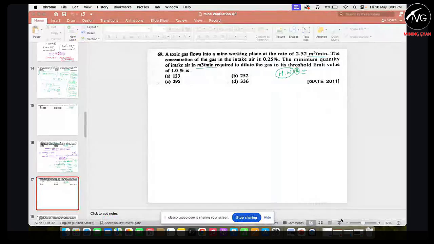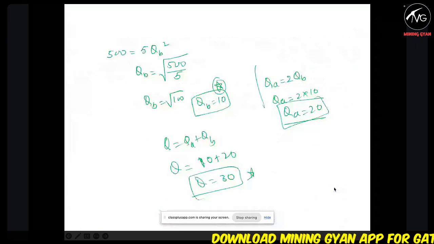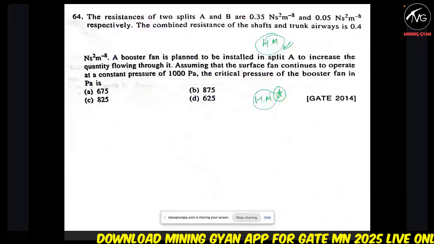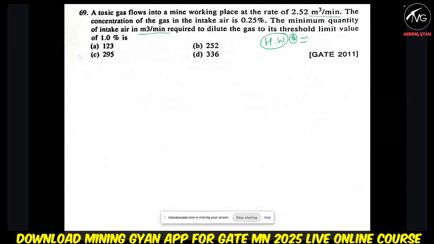I think we have left two questions of the mine ventilation. First, I want to discuss that, and then we will start our new chapter, which is mine environment. So we quickly solve those two or three questions which we have left.